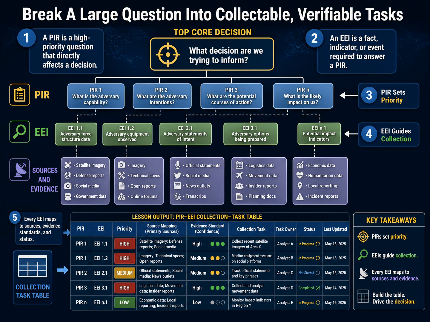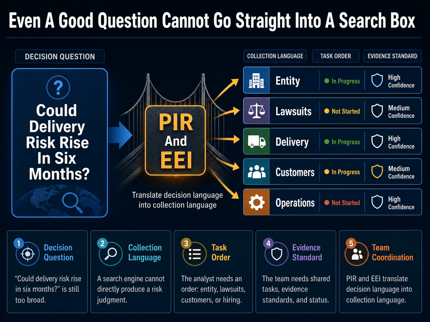By the end of this lesson, one partnership risk question will become a task table. Another analyst should be able to pick it up and know what to check first, where to check, and what evidence counts as complete. "Could delivery risk rise during the next 6 months?" is clearer than "look into the company," but a search engine still cannot answer it directly.